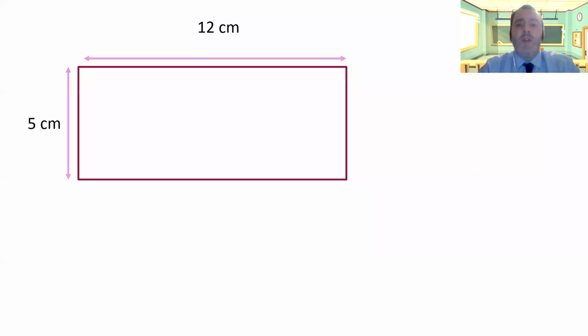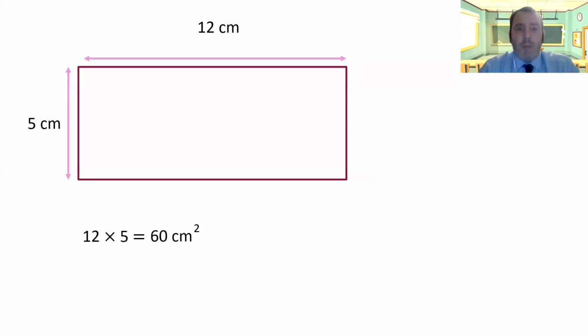We're going to carry on using area to help us work out some calculations. Remember at the beginning, I said I'm going to show you how to use the area model to work out how to multiply two-digit numbers. So I've got a calculation here. We've got 5 centimeters by 12 centimeters. And we should all know our 5 times table. And we know that 5 times 12 gives us 60 centimeters squared.